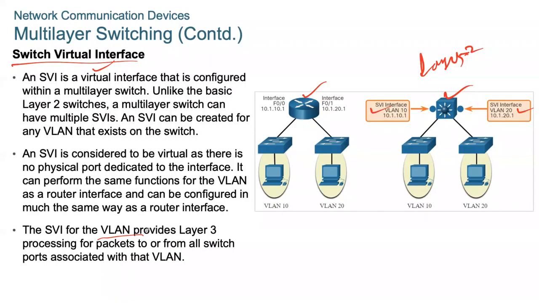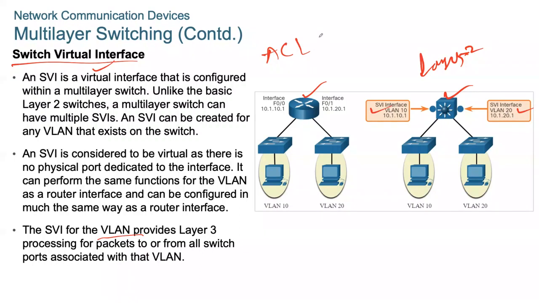It can perform the same function as your router interface would, and can be configured in much the same way as your router interface, which finds out the source IP address and the destination IP address for the inbound and outbound access control list, to check whether the packets are valid packets or coming from an attacker.